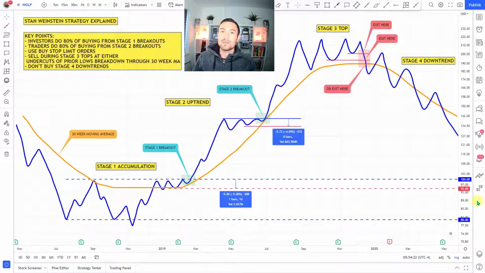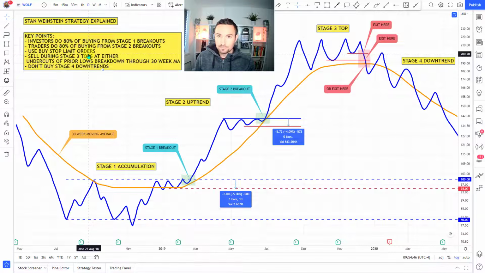In about 10 minutes, I'm going to explain to you the essence of Stan Weinstein's strategy. So we're going to be doing that here on TradingView. I've laid out a chart which we are going to analyze as a weekly chart. I'll be talking about the main concepts from my interpretation of Stan Weinstein's work. Then we'll be drilling down into some of the nuances as this video plays out. So, Stan Weinstein's strategy explained.